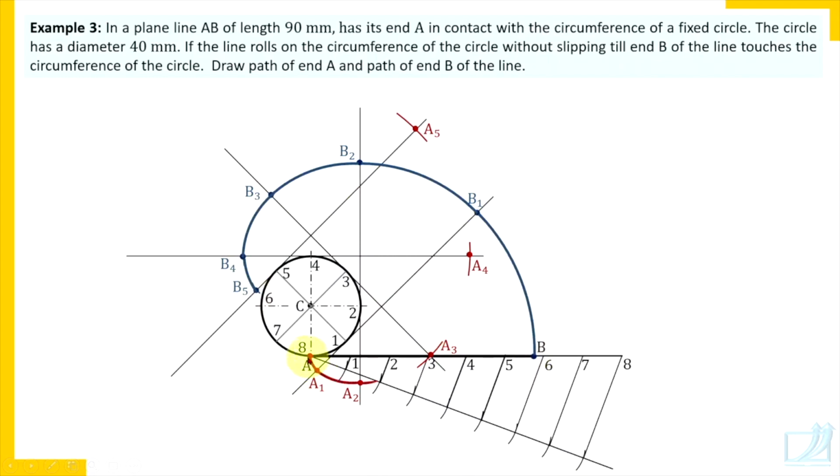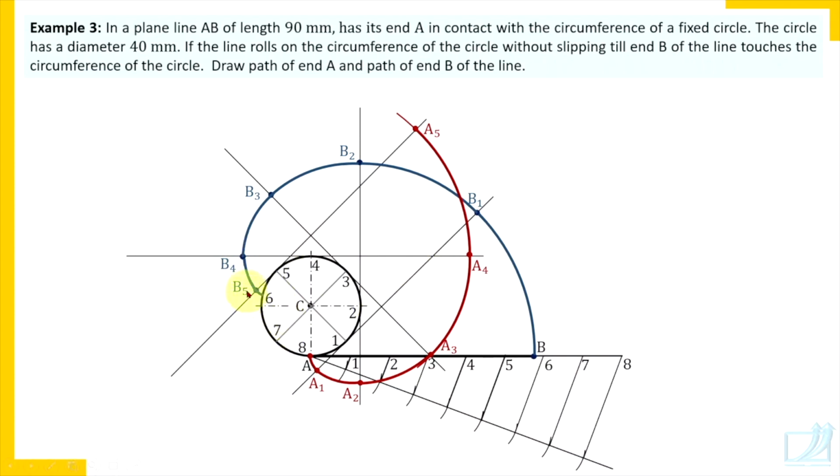Similarly, A point starts here and these are the positions of A5. So we have traced the path of point B and point A, but it's not yet over because it is clearly mentioned in the problem: line rolls on the circumference of the circle without slipping till end B of the line touches the circumference of the circle. So point B comes in contact with the circumference of the circle. So this small gap between point B and the circle, now we are going to fill it freehand. So extend that curve so that it meets the circle.